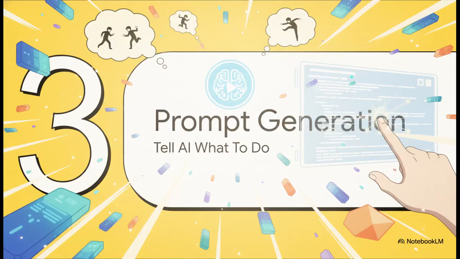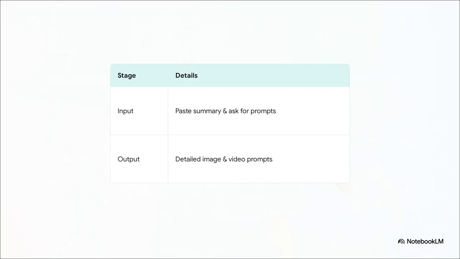Which brings us to section 3, prompt generation, telling AI what to do via ChatGPT. Okay, so we have our story summary, but we need to actually turn it into actionable instructions. This is where ChatGPT steps in as our crucial middleman. For your input, all you do is paste that summary you just got from Gemini and add one very specific command: Generate image and video prompts. That's literally it.